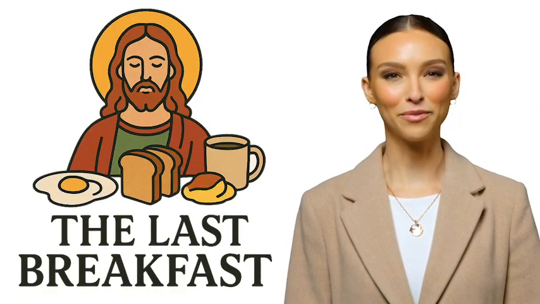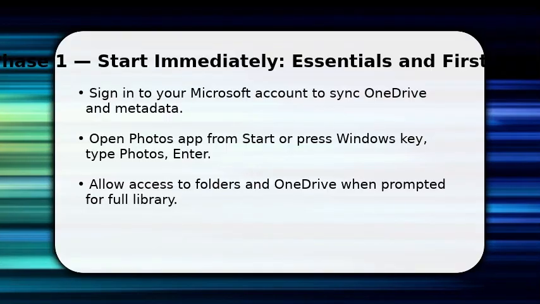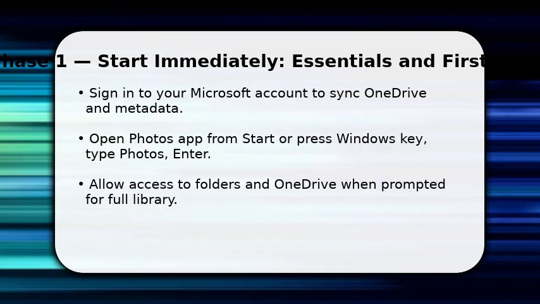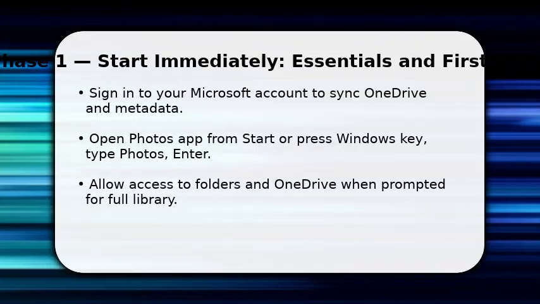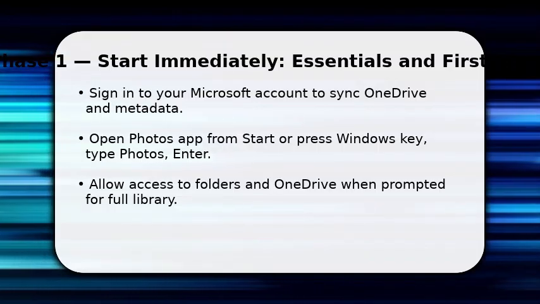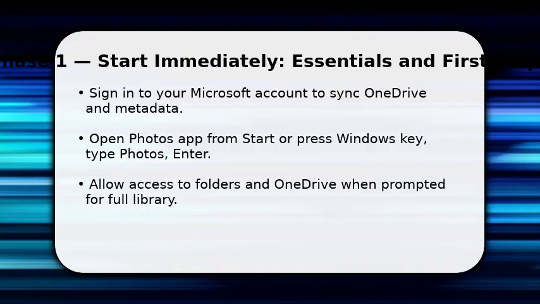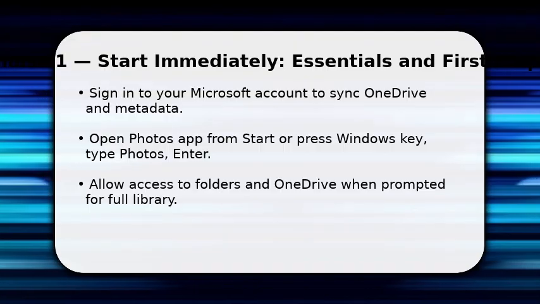Please enjoy the video. You start by preparing access. Sign into your Microsoft account so OneDrive syncs and metadata stays consistent. Once done, open the Photos app from Start, type Photos, and hit Enter. Make sure you allow the app to access your Pictures folder and OneDrive when prompts appear. This lets Photos index files and show thumbnails quickly. You're now set to import, search, and organize. This first step gets the foundation right so the rest runs smoothly.